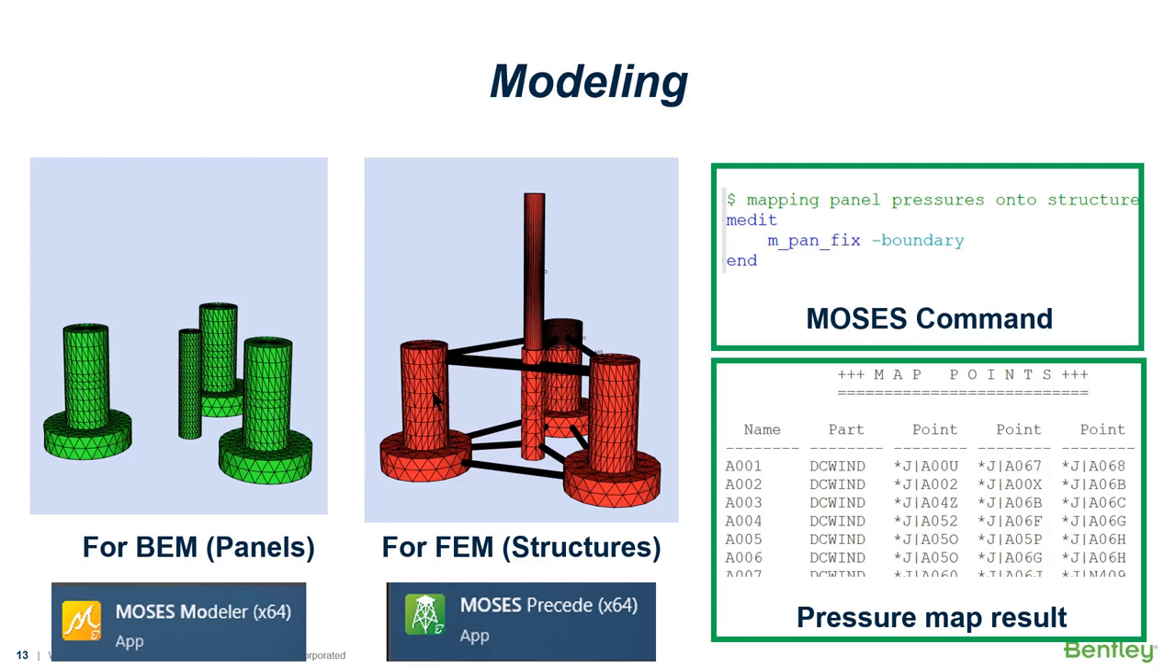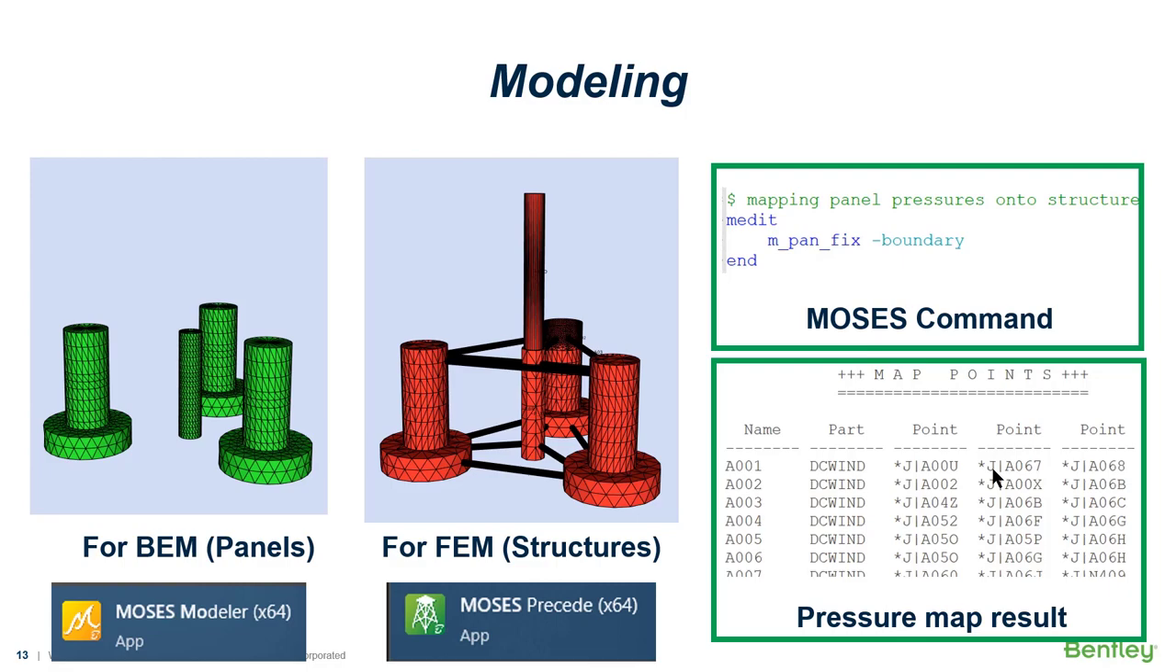npanpix. If we issue this command after importing the model, MOSES automatically identifies the location of the structural joints inside panels and then generates points inside the panels. This is to distribute the pressures to all structural joints so that the pressures are not concentrated on specific joints. This is the result of this npanpix command. Here, the names of the panels are listed. And these are the structural joints inside the panels.